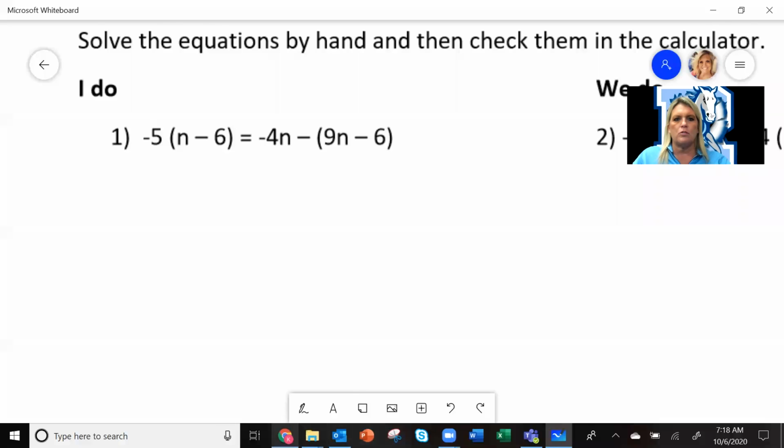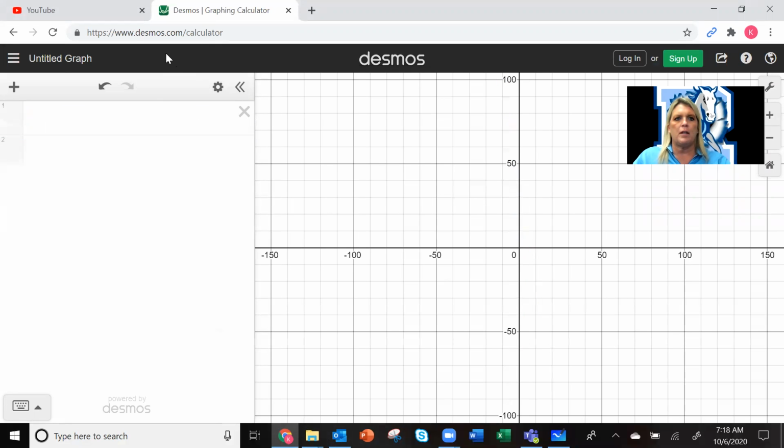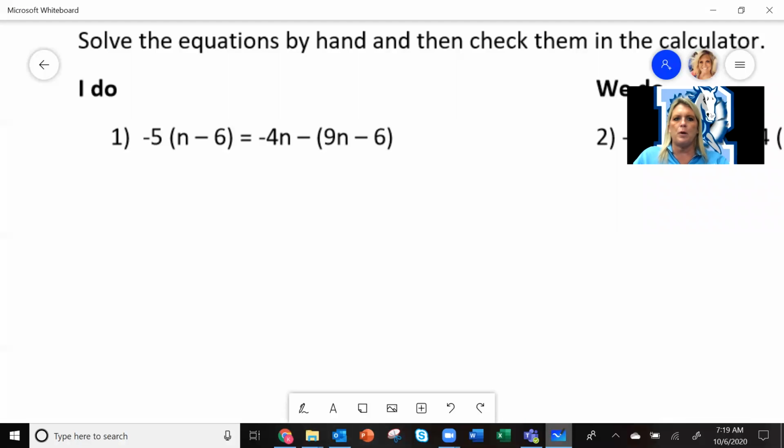So the first thing you need to do is go to desmos.com. I'm clearing mine out, desmos.com. If you're in my Google Classroom, the link is in the actual classroom for you to get right to it. This is the calculator you're going to use to help you solve problems this year.